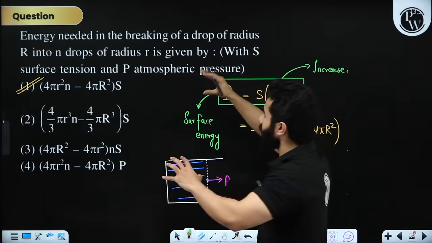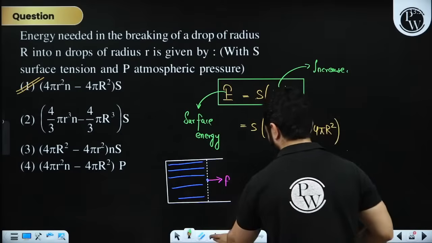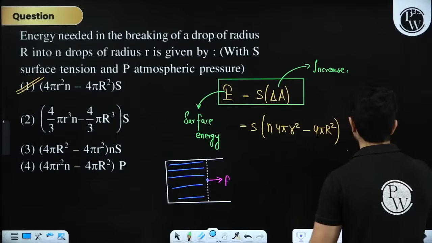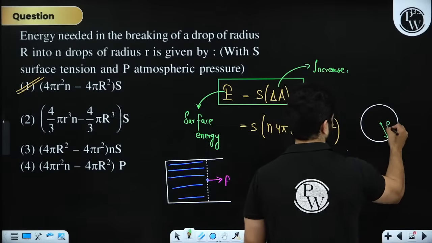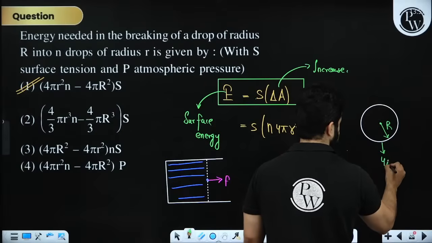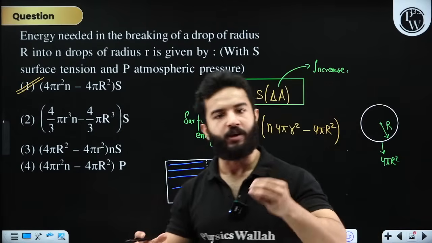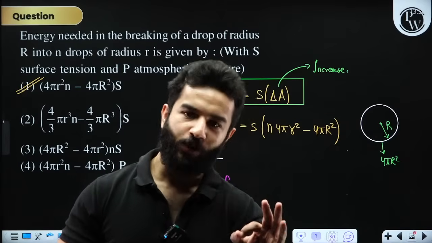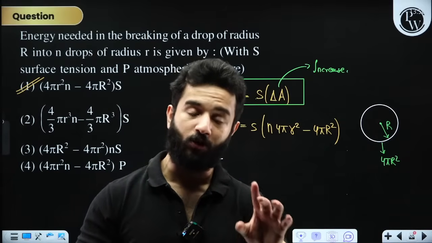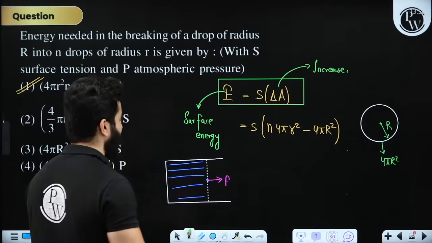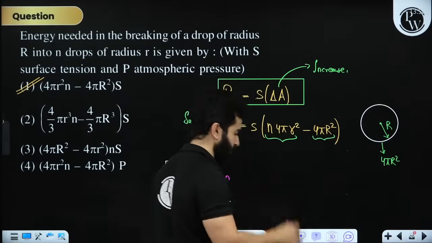So initially we had one single drop of radius capital R. Done? So the area of this was 4 pi R squared. Now you have got n small drops of radius small r. So volume will remain constant, the amount of liquid will remain constant, but surface area will increase, and that increase will be the new surface area minus the initial surface area, times surface tension.